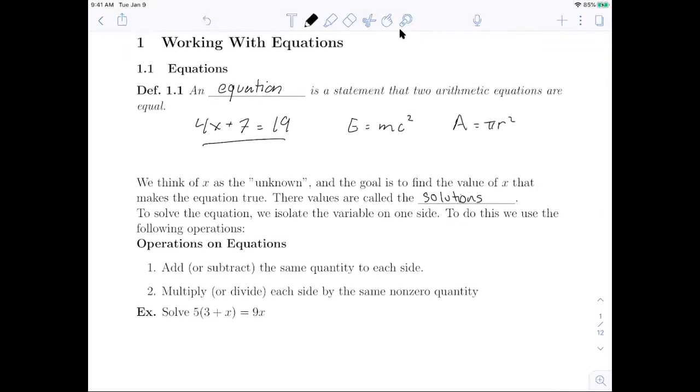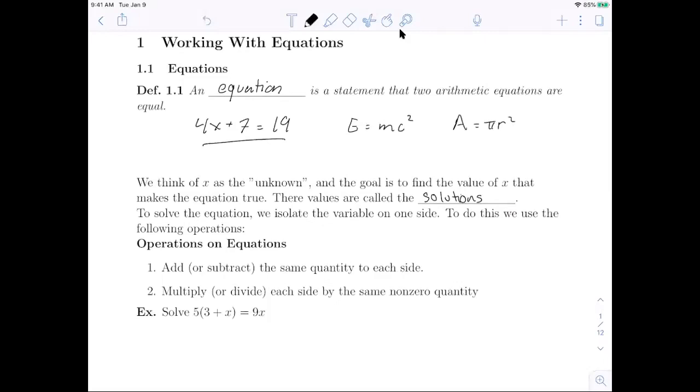Similarly, if I multiply or divide each side by something that's non-zero. Why does it have to be non-zero? It would be kind of silly if I just multiplied each side by 0. Then I just have 0 equals 0. That doesn't tell me anything about the solution. And I definitely can't divide by 0. So that's the technicality behind why we say a non-zero quantity.